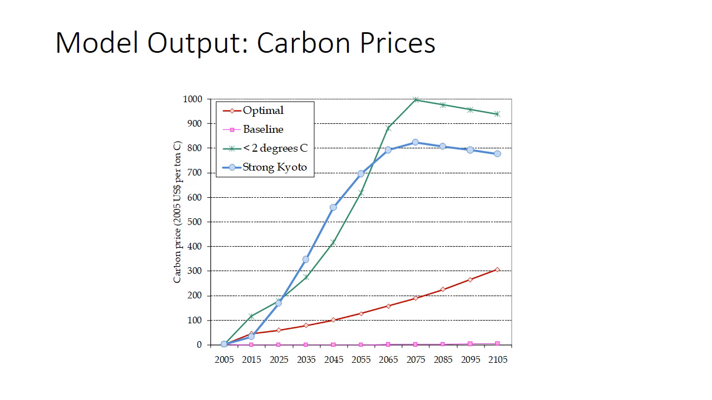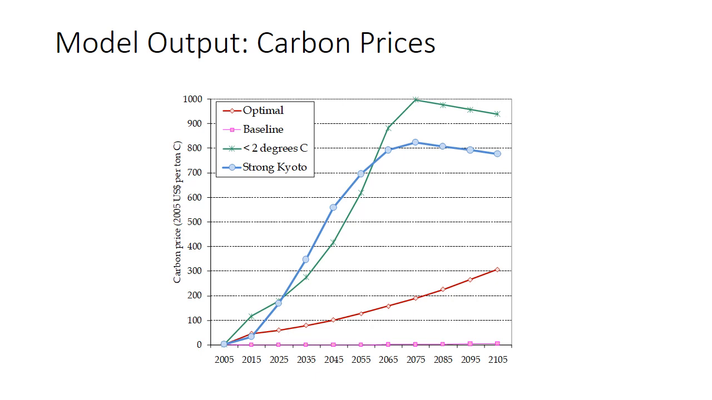Here are carbon prices. The baseline is the pink again. So, of course, if we do nothing, carbon prices are going to be 0. If we look at the optimum, the kind of reddish line here with the diamonds, then the carbon prices are going to increase smoothly over time and end at about $300 per ton of carbon at 2105.